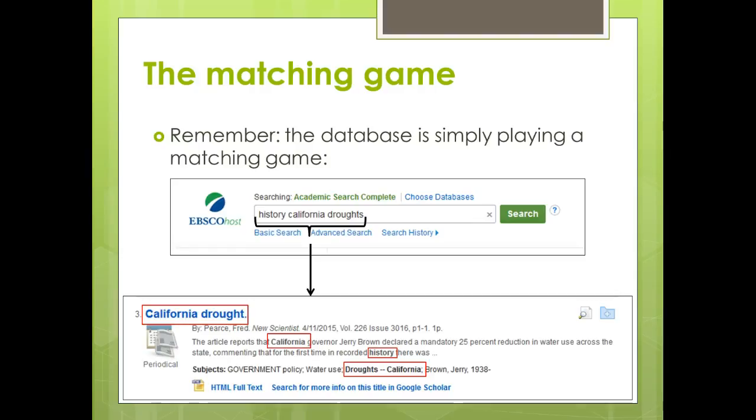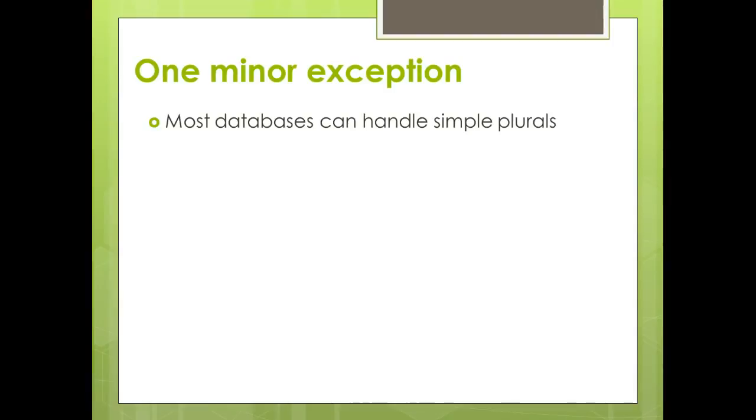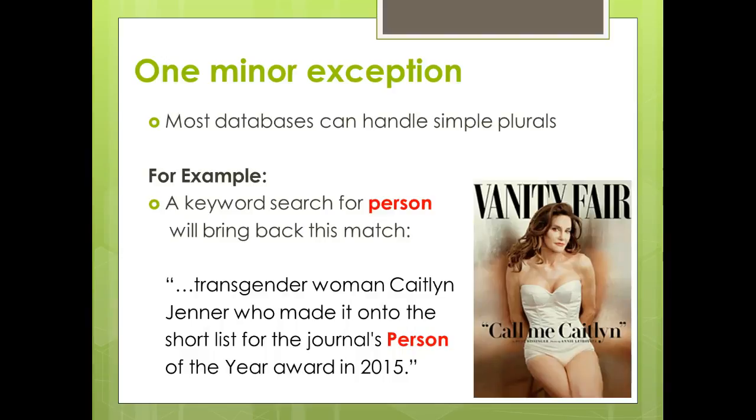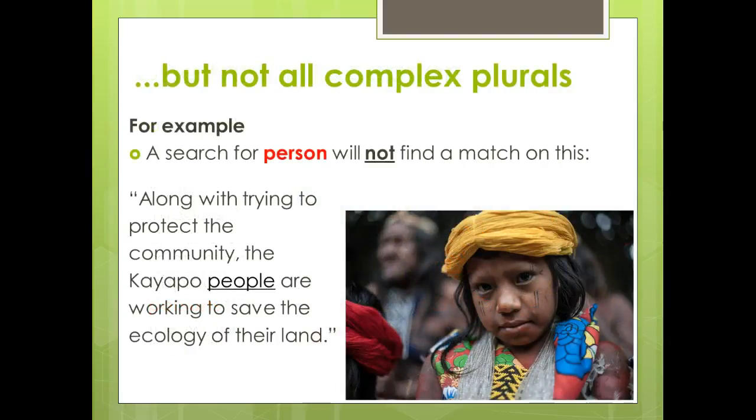So it's really important to pare down the words in your search box to just the ones that are most important. There is one minor exception, and that is that most databases can handle simple plurals. So for example, if your keyword is the word person, obviously you would find a match on the word person, but it would also consider the word persons to be an exact match as well. So persons plural with just an S added to the end. What it cannot do is make the leap to plural words that are different words altogether. So for example, a keyword search on the word person will not find a match on the word people. So keep that in mind as you're keyword searching.